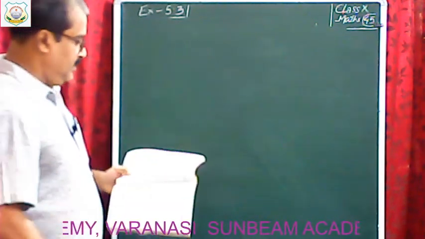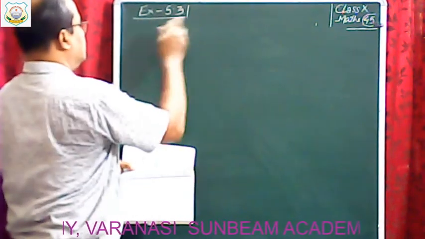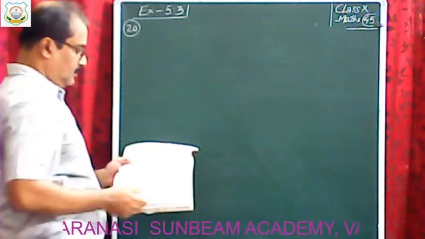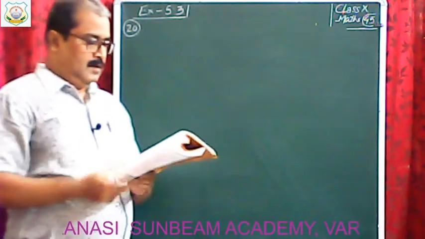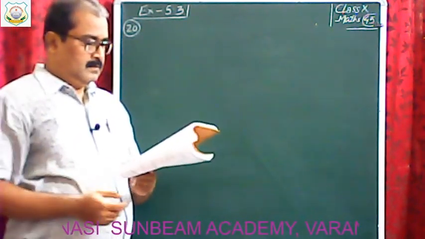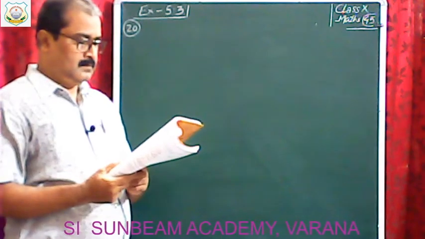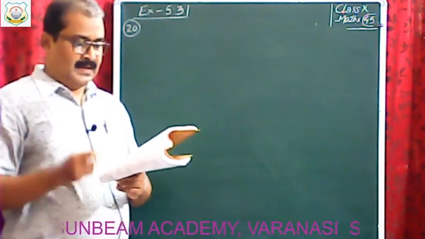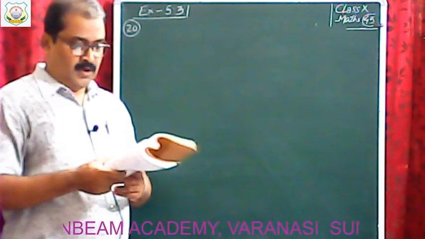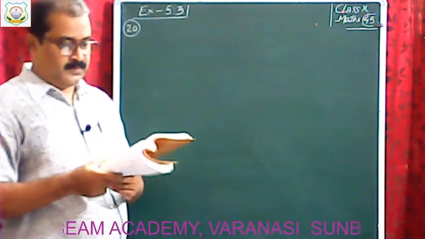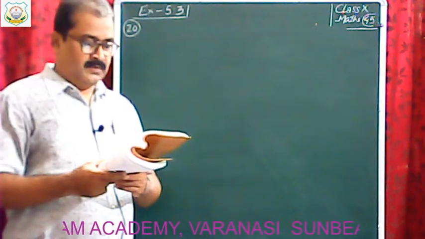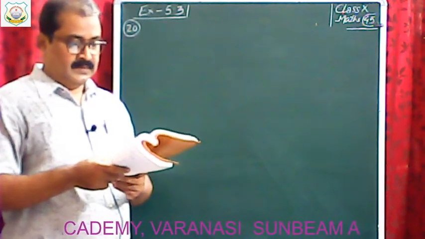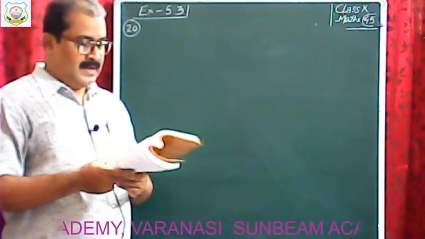Now question number 20. In a potato race, a bucket is placed at the starting point, which is 5 meters from the first potato, and the other potatoes are placed 3 meters apart in a straight line. There are 10 potatoes in the line.